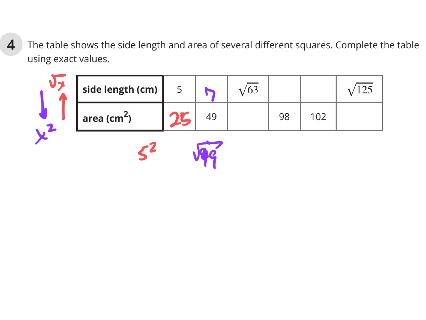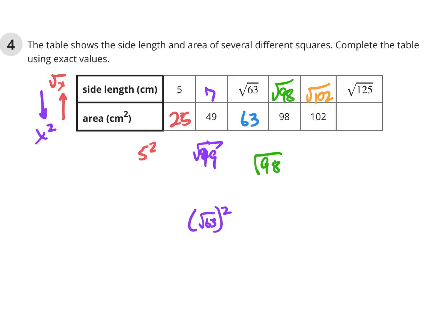Okay, 63. Anything under the square root comes out, it pops out. 98 is not a perfect square, so the square root of 98 just means radical 98. Likewise with 102. And the same with 125. 125 is under the radical.